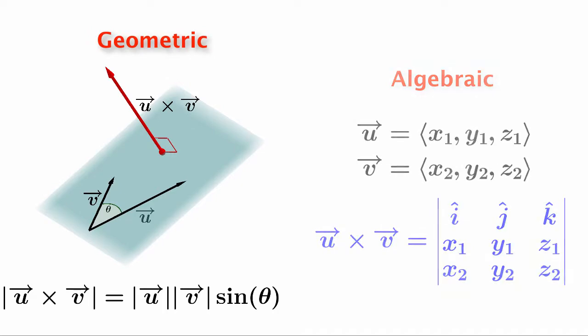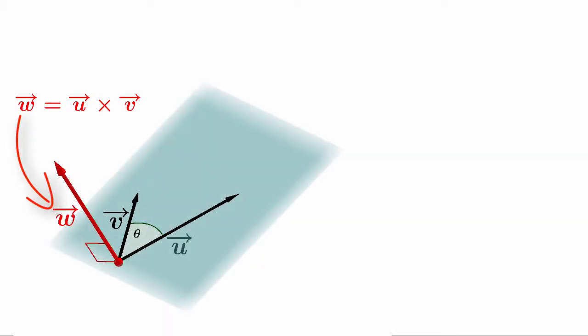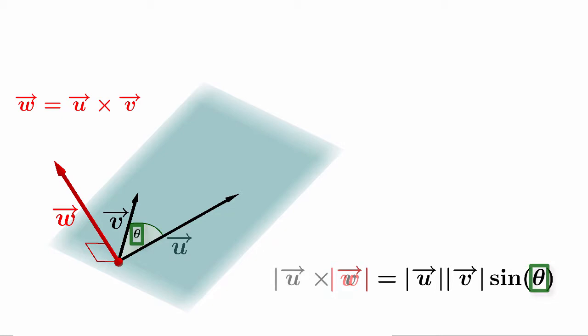To perform the cross product by the geometric approach, we bring the two vectors into one initial point and measure the smallest angle between them. The cross product u cross v is a vector. Let's call it w. This vector has magnitude equal to the product of the magnitude of the vectors u and v times the sine of the angle between them.